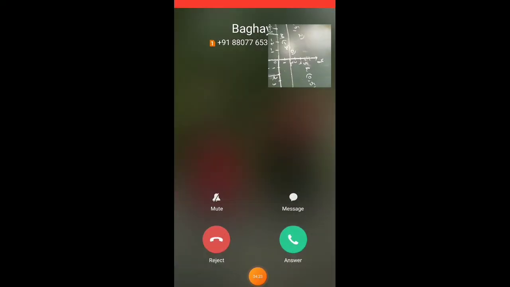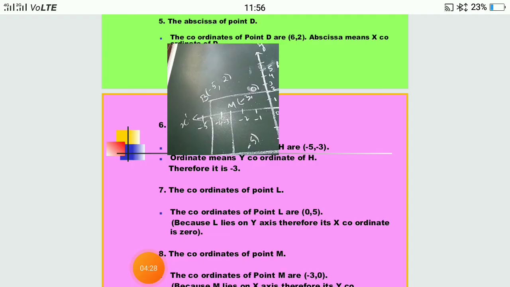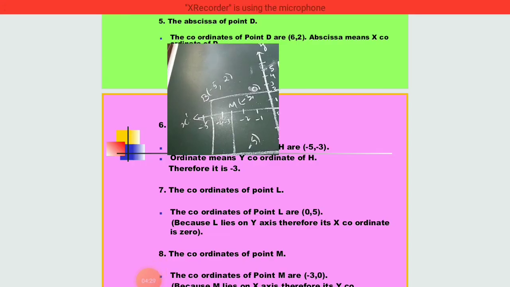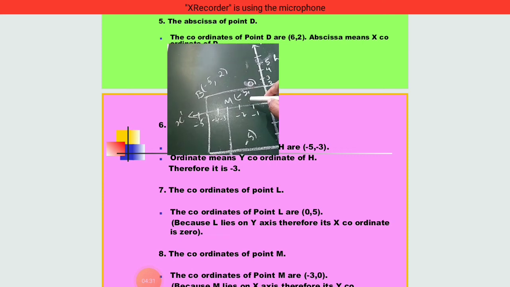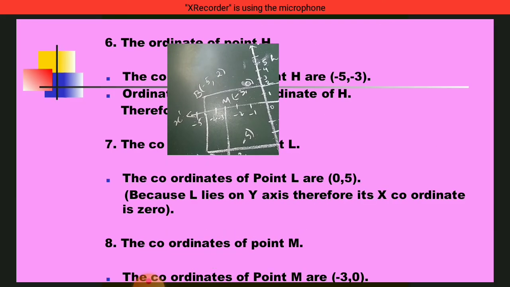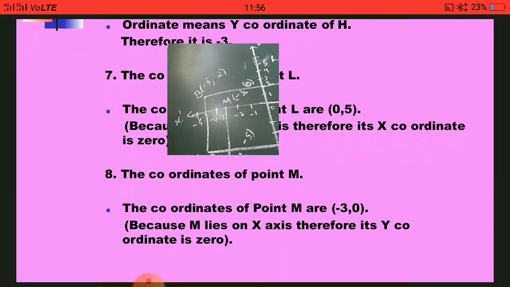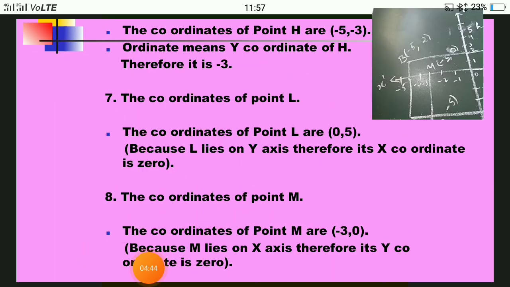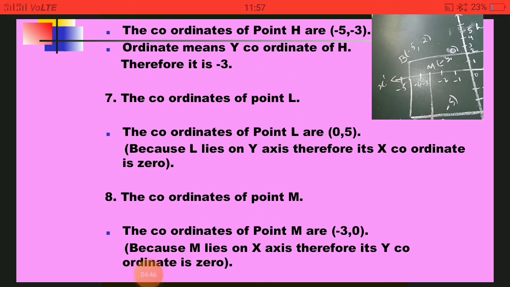Now, M lies on x-axis, hence the coordinates of M are (-3, 0). That is what I have given you in the answer here. Okay, is it clear, children? Check the solutions once again and complete your notes, children. Be regular.